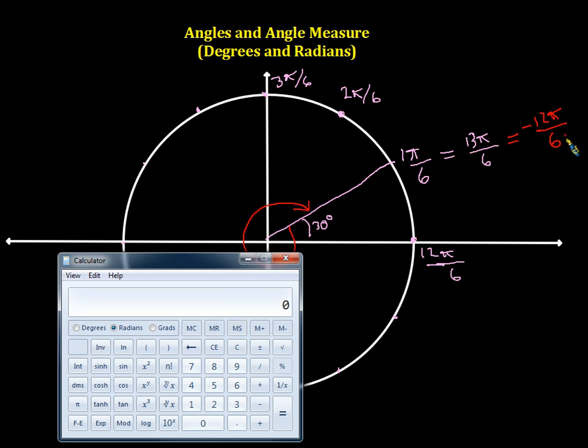Let's try negative 12 pi over 6. So we do 12, make it negative, times pi divided by 6, and then we go equals, and let's go ahead and try cosine. Oops, I knew there was a little flaw in the logic. We need to double check and see what happened.